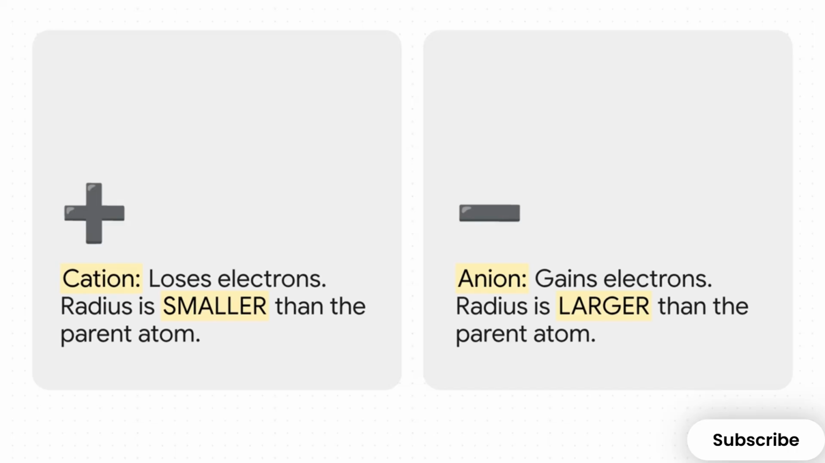But wait, don't forget the second part of the question, ionic size. This is super easy to remember. Cations are positive, right? Because they've lost electrons. That means they are always smaller than the original atom. Why? Because you have the same number of positive protons pulling on fewer negative electrons, so they pull them in tighter. And anions? They're the opposite. They're negative because they've gained electrons, so they are always larger. That extra electron creates more repulsion, kind of pushes all the other electrons away, and the whole cloud just expands.